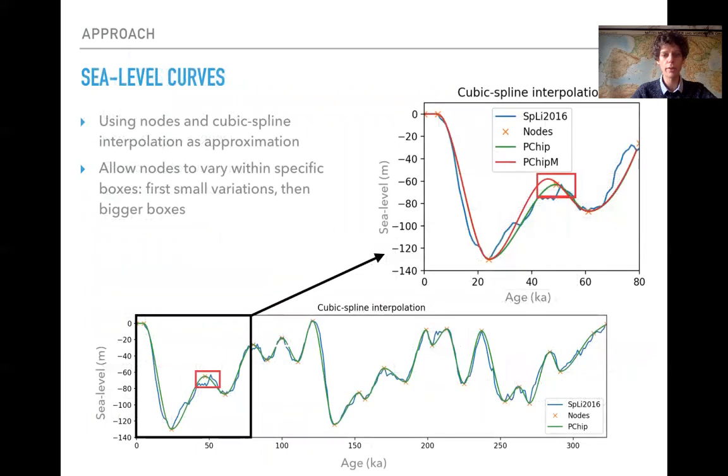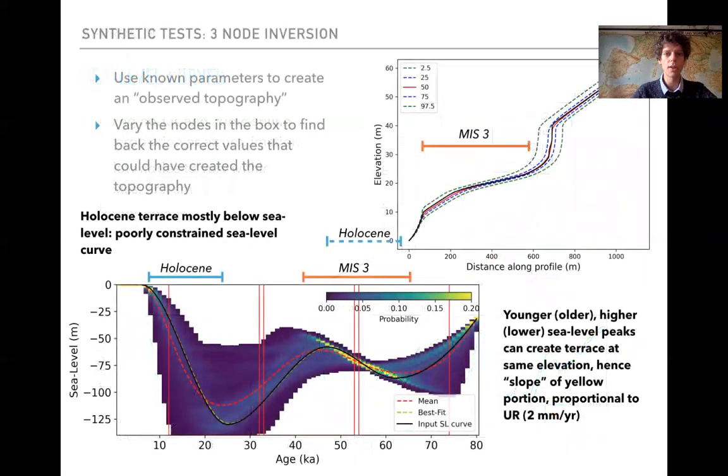So to vary sea level curves, in blue you can see a published sea level curve, and then we made a simple approximation of this using a cubic spline interpolation, to make things relatively simple and smooth. And then we were varying these nodes within specific boxes. We started off with relatively small boxes to play around with possible values, and then we made them bigger to check a wider range of possibilities. So we started with synthetic tests. So basically using known parameters to create a so-called observed topography, and then to check with this inversion procedure how well we could find back those input parameters.